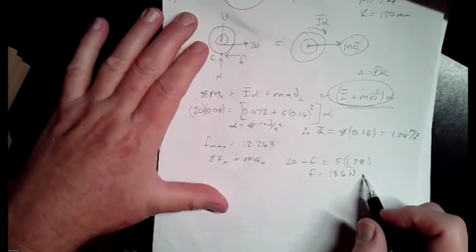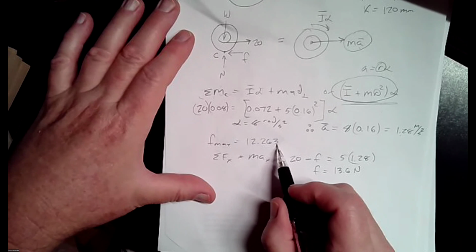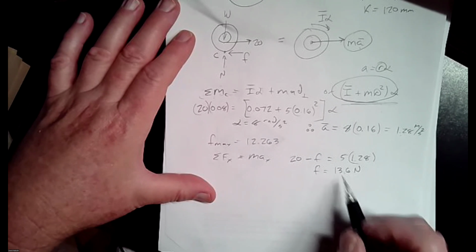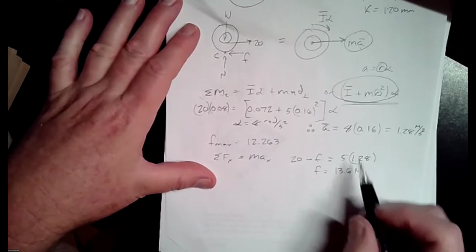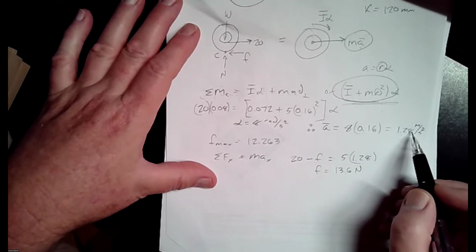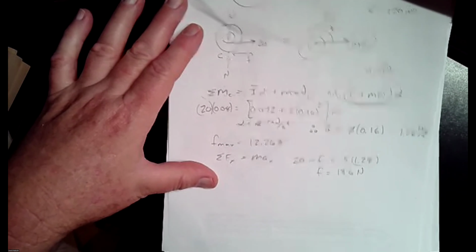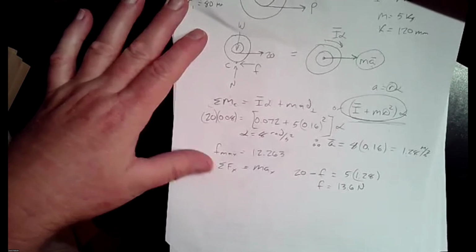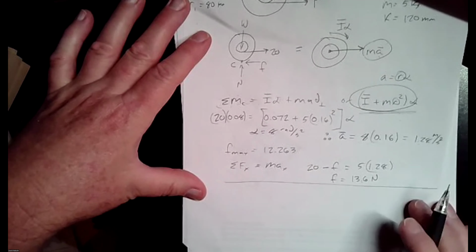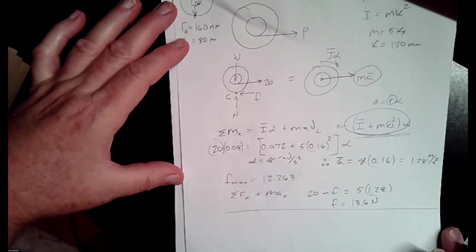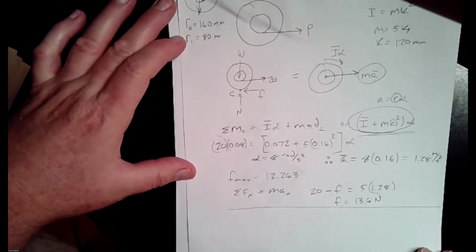So what that means is that I only have 12.263 newtons of friction force, but in order for it to roll without sliding, I need 13.6. So therefore, it's going to slide. Now, the fact that it's going to slide means this and this are no longer valid because this only works if it is not sliding. So it forces us to go back and recalculate, but that's not too big a deal. I'll give you a hint. You're going to go back and sum the moments about G, the center of gravity. Okay. So go ahead and try that and see what you get.